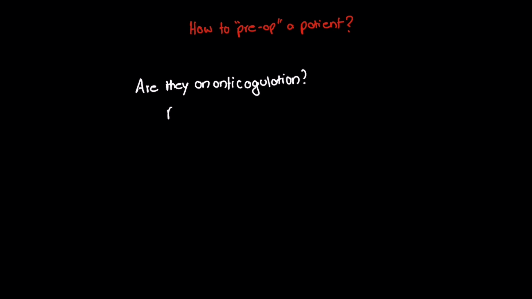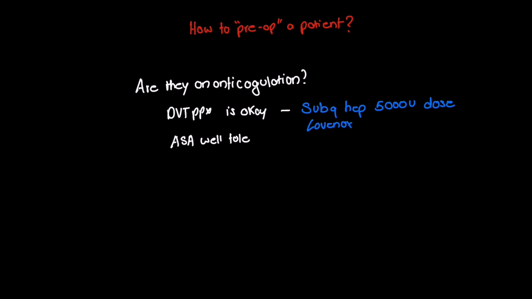Good rule of thumb, DVT prophylaxis is okay to keep all the way to the day of surgery. This is your sub-Q heparin dose, the standard 5,000 unit dose, and standard Lovenox dose. Aspirin is generally well tolerated and advised to stay on, but some surgeons may choose to stop this. This will not significantly delay your case.